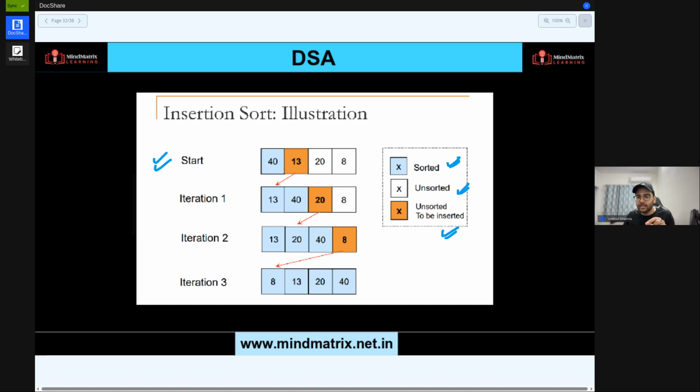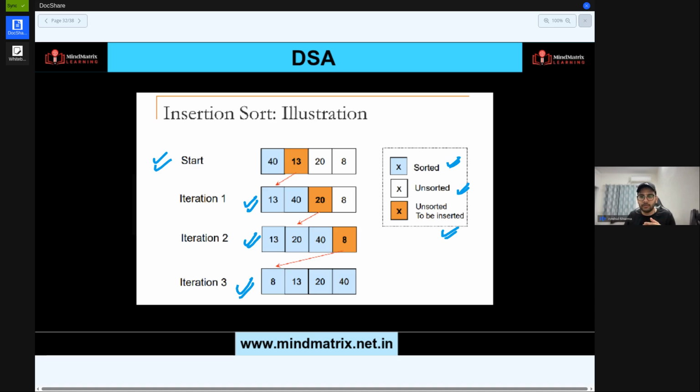So now you insert 13 next. What you will do? Place 13 at its correct position. Now you have 13 and 40. Fine. Next 20. Place it at its correct position in the next iteration. 30, 20, 40. Then you pick 8. Place it at its correct position. Understood the illustration? Let's talk about the implementation.